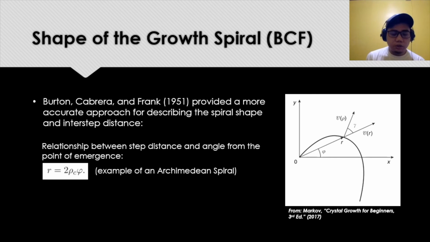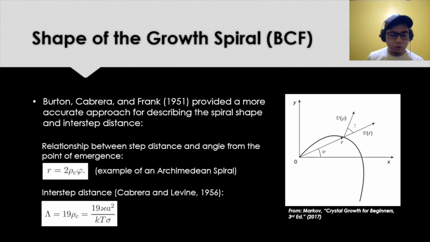So the BCF theory establishes a relationship between step distance and angle from the point of emergence. Here we have the equation r equals 2 rho psi, which is an example of an Archimedean spiral where the radius is a function of angle. Another one of their findings is the interstep distance, shown here as 19 multiplied by rho c.